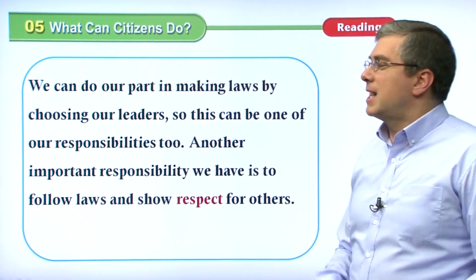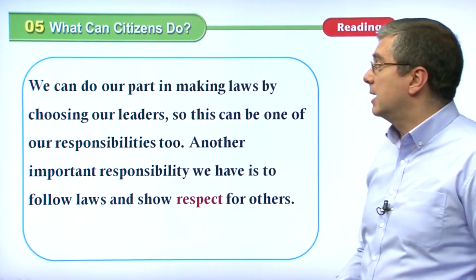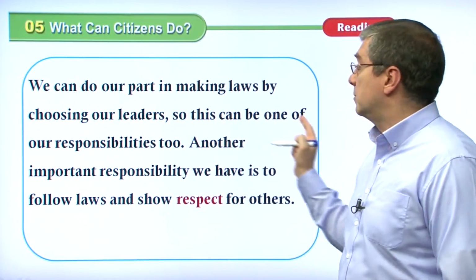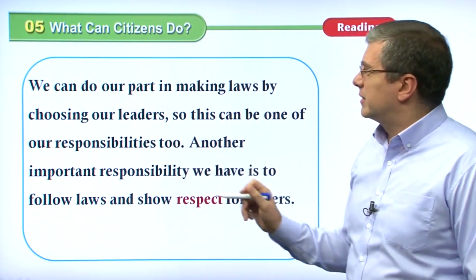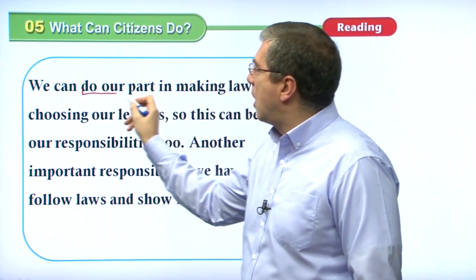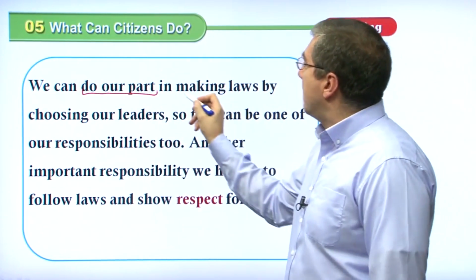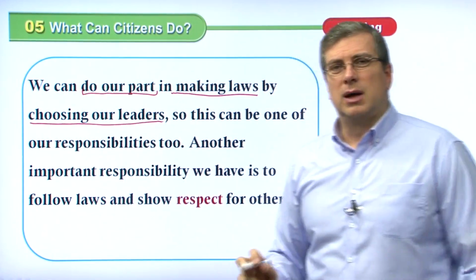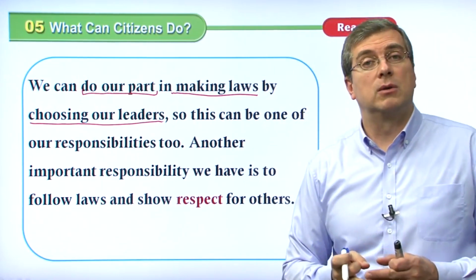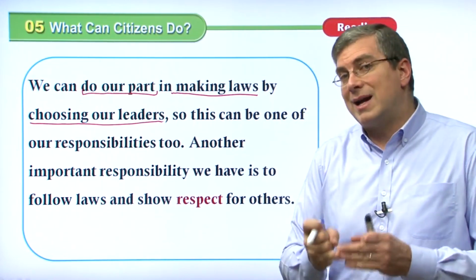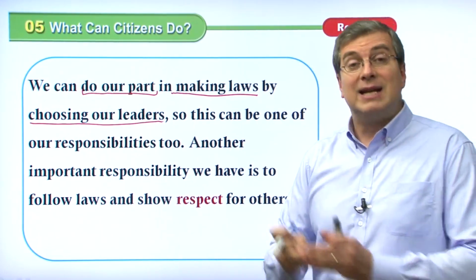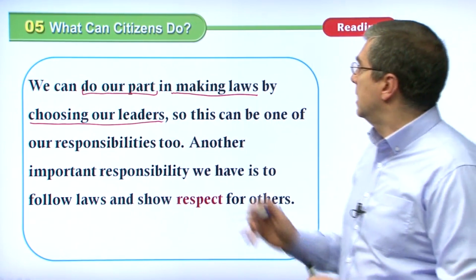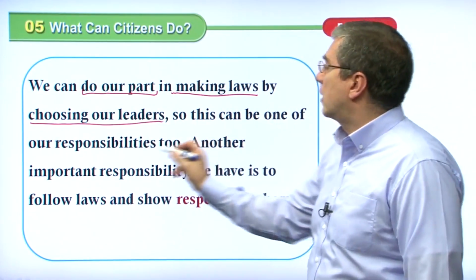Okay, we've talked about rights, but now we see a transition into responsibilities, right? Let's go over this. We can do our part in making laws by choosing our leaders. So this can be one of our responsibilities too. Interesting. We can do our part. We can take part in making laws by choosing our leaders. Remember, I said before, choosing leaders is our right, but it's also our responsibility. When we choose leaders, we have the right to choose who we want, but we also have a responsibility to make a choice. We shouldn't just stand back and say, I don't want to vote. It's our responsibility to vote, right? So by choosing our leaders, this can be one of our responsibilities too.